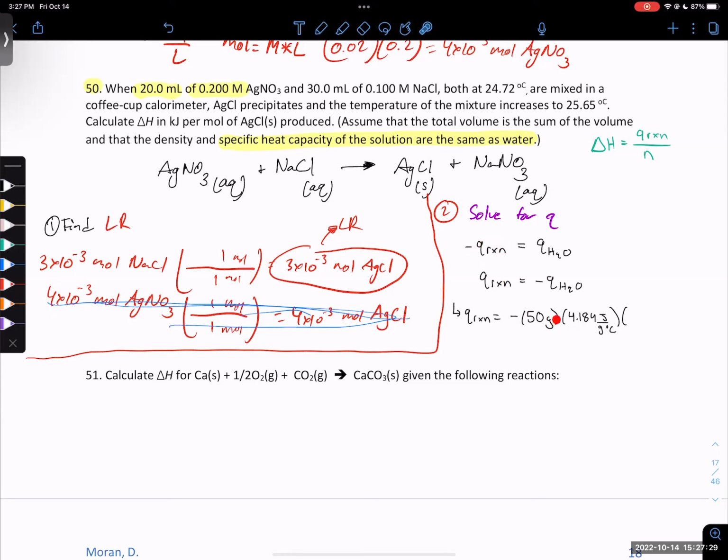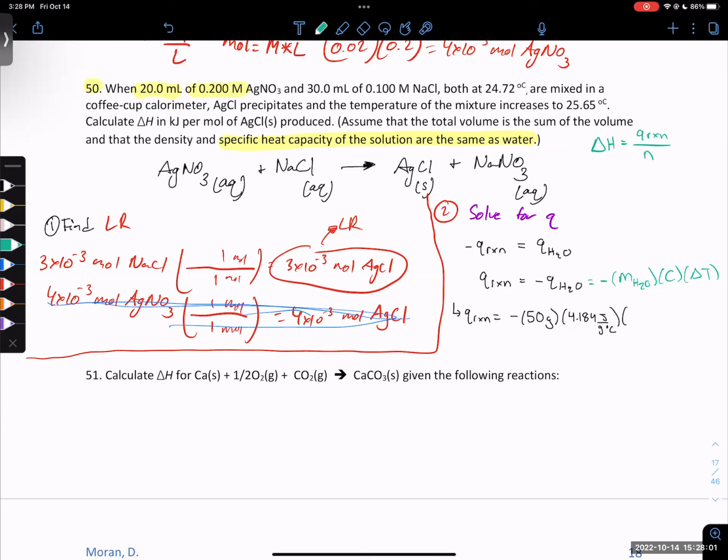So from here, I'm plugging in my MCAT equation for the water. We say Q reaction is equal to negative Q of H2O, which is equal to a minus sign times the mass of H2O times the specific heat of water times the change in temperature of the water. Are we good so far? That makes sense? What about people on Zoom?